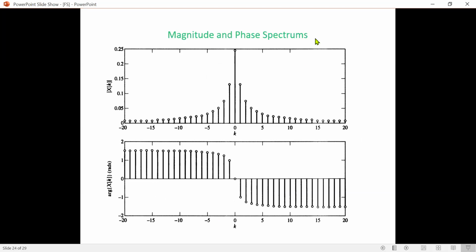Okay, if we plot the magnitude, your upper figure is the magnitude spectrum, and your lower one is the phase spectrum. You can easily identify that the phase angle at positive values of k is the negative of those at negative values of k. Otherwise, they will not form conjugate pairs. So with this, some information can be extracted.